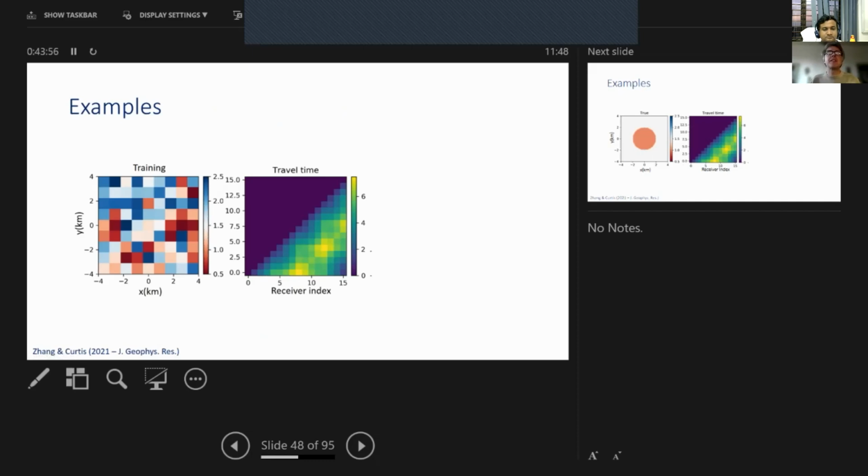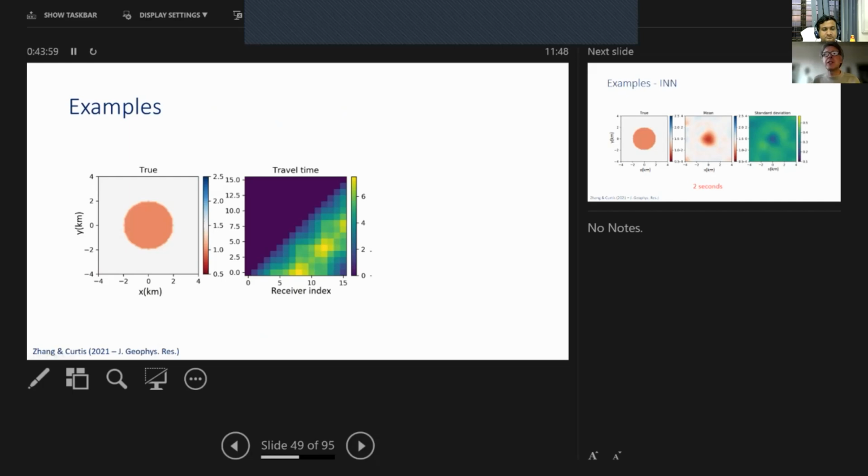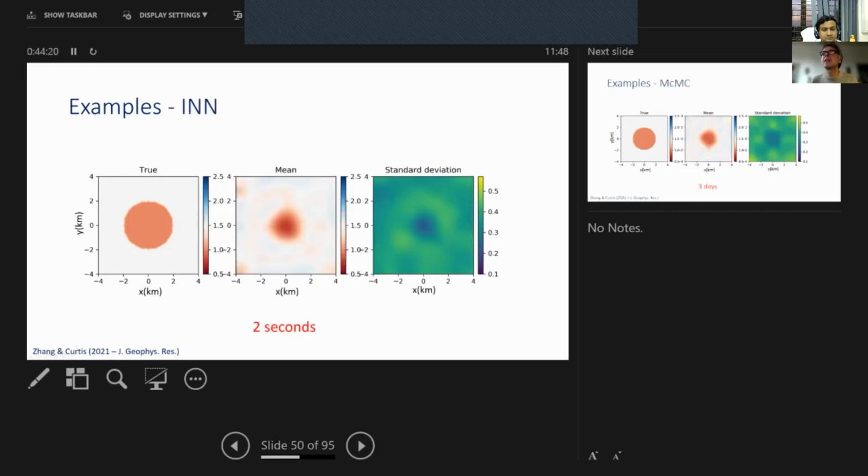Now, this particular circular structure has these travel time data that we would measure. And so now we just pretend that we don't know anything about the true structure. We simply pass these travel time data into the trained neural network. We run it 1,000 times and we look at the histograms, or we look at the properties of all those samples to calculate the mean structure and the standard deviation of the structure. Again, this takes about 2 seconds.